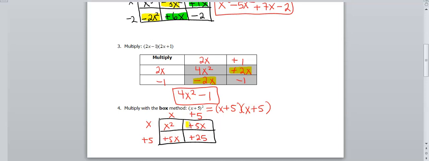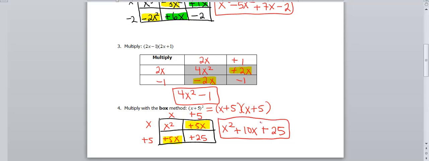Okay, again, I have like terms on the diagonals. That's why these are so nice, because they set themselves up really nicely for you. So I've got my x squared, can't combine that with anything. I add a positive 5x and a positive 5x. I get a positive 10x, plus my last term here is a 25. And that is your final answer.